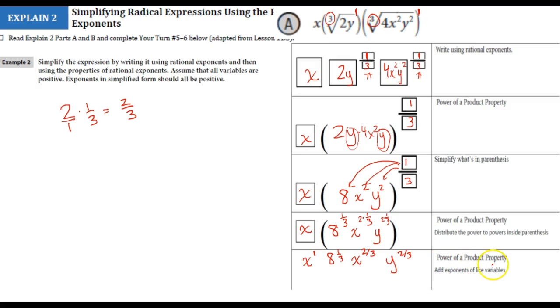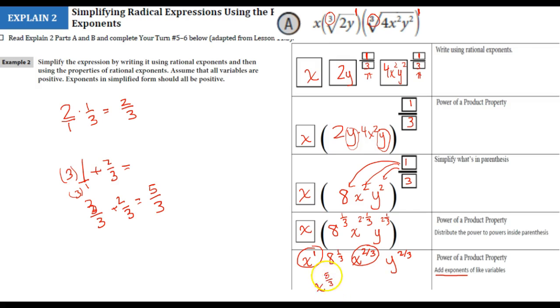And just as it says here, power of a product property, so add exponents of like variables. As you can see here, we have an x and we have an x here, so we can add those two exponents together. Since I want to make this into a fraction, I can put a 1 underneath this. They don't have the same denominator, so I'm going to multiply both top and bottom by 3. So that would be 3 over 3 plus 2 over 3. We add the tops, that would be 5 over 3. So that would be x to the 5 over 3 power times 8 to the 1/3 times y to the 2/3.